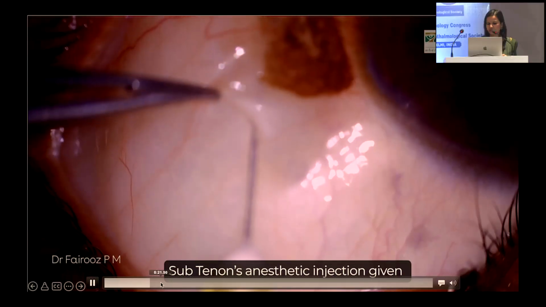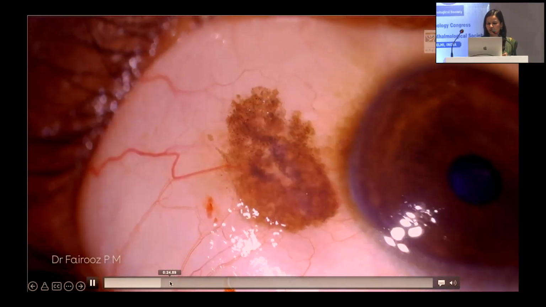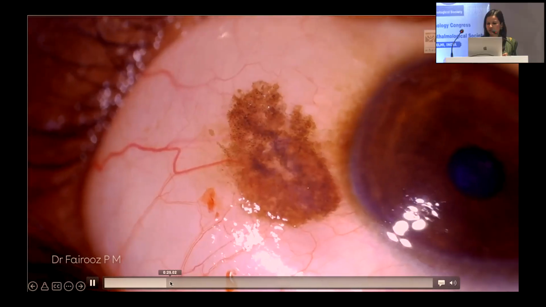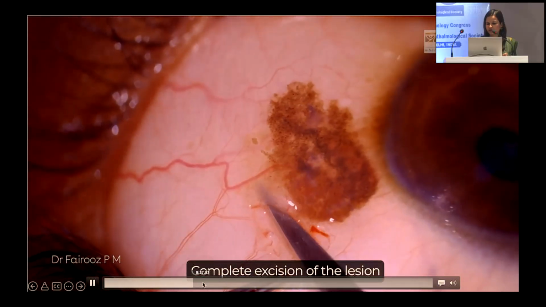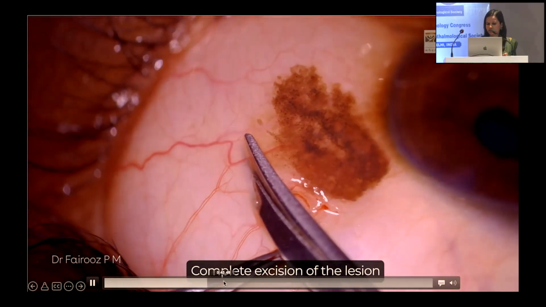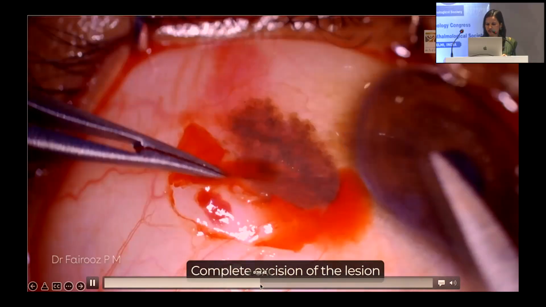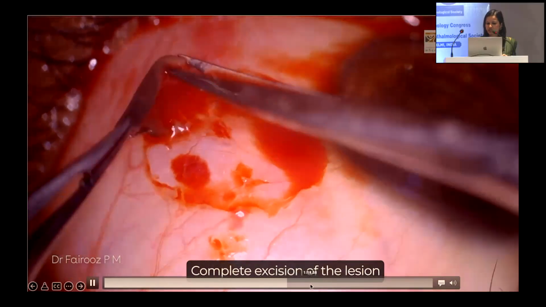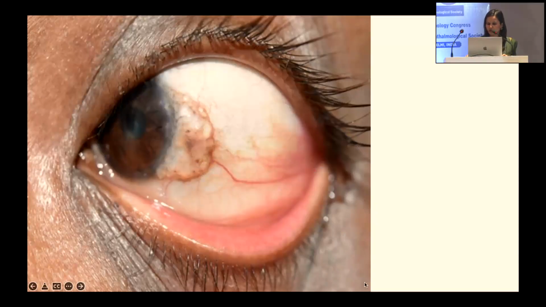This was a nevus in a 13-year-old boy, and we just went on with the total excision of the nevus and direct closure post the excision. Of course, a definitive diagnosis is achieved after we send it for the histopathological examination. So, quick surgery and a very good cosmetic outcome.